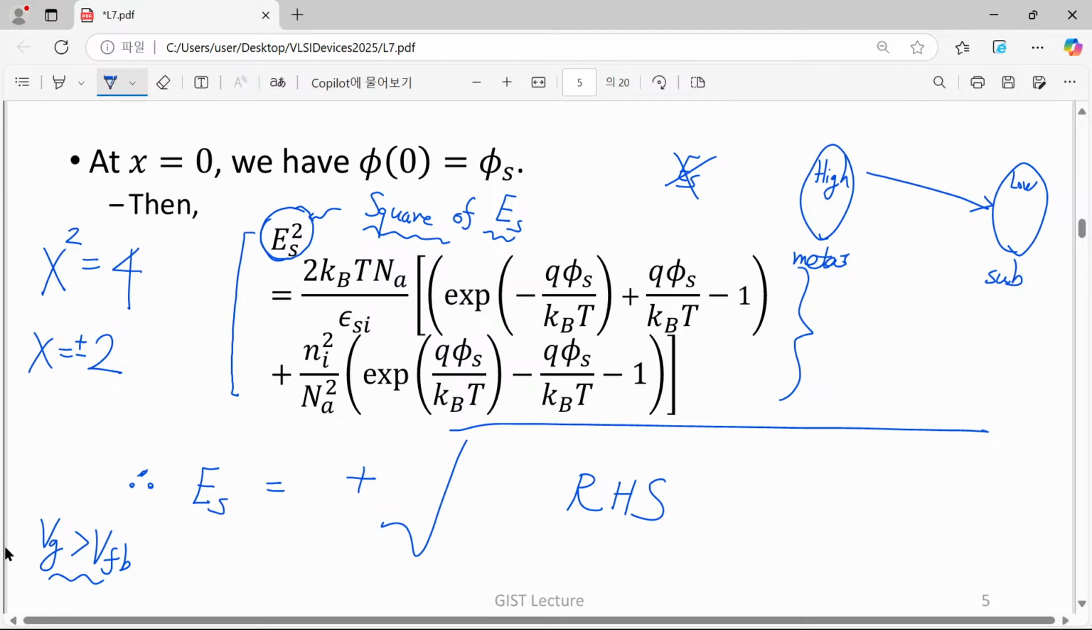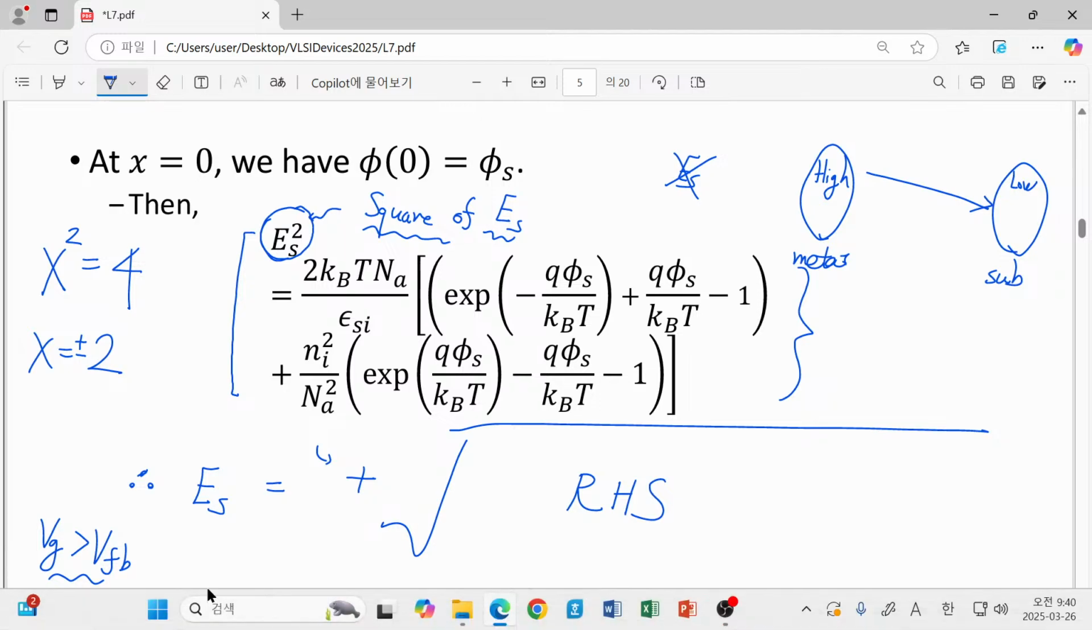Although in its calculation we can find two different candidates for ES, using the physical consideration, we have to select this positive one. On the other hand, if we have gate voltage even lower than flat band voltage, then how does it look like?